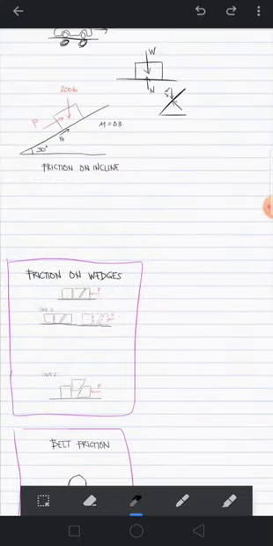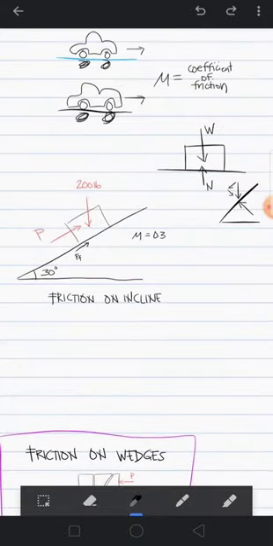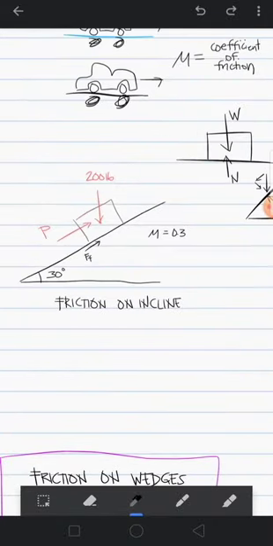For this video, just an overview, we will solve the forces for friction on an inclined plane. Given mu, which is the coefficient of friction, equal to 0.3. And by the way, the coefficient of friction is in between 0 and 1. It cannot be greater than 1 or less than 0, meaning negative.